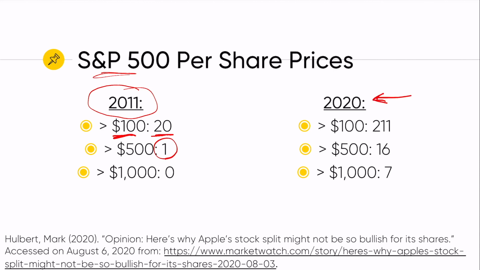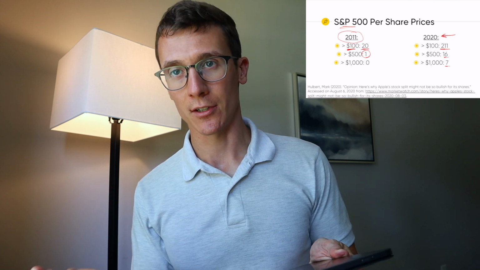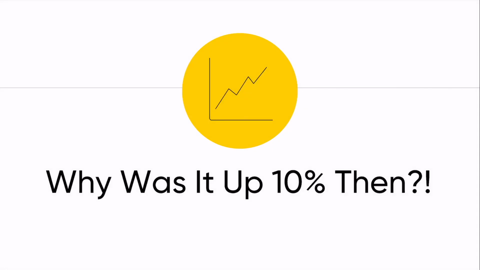In 2020, it's a vastly different situation. Very few companies have split their stock price, so we've ended up with a lot of extremely high per share prices. Now there are 211 companies with stock price greater than 100, 16 with stock price greater than 500, and 7 stocks with stock price greater than 1,000. Of course, a lot of this has to do with the bull market since 2011, but a lot of it also has to do with companies no longer splitting their stocks.